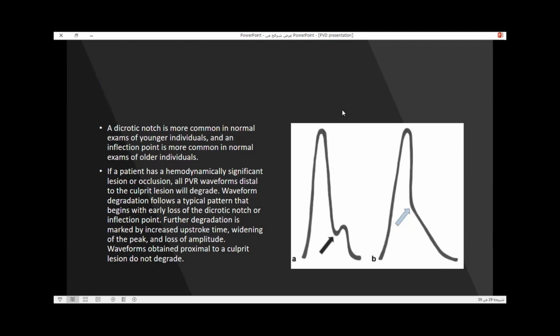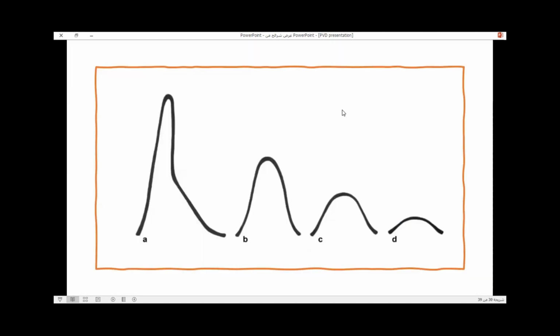While in other patients, we call it an inflection point in the arrow. It is normal also, but seen mostly in elderly patients. So this is the normal appearance of the PVR. The classification used to include 4, but the new classification includes 5. So we have the upstroke.